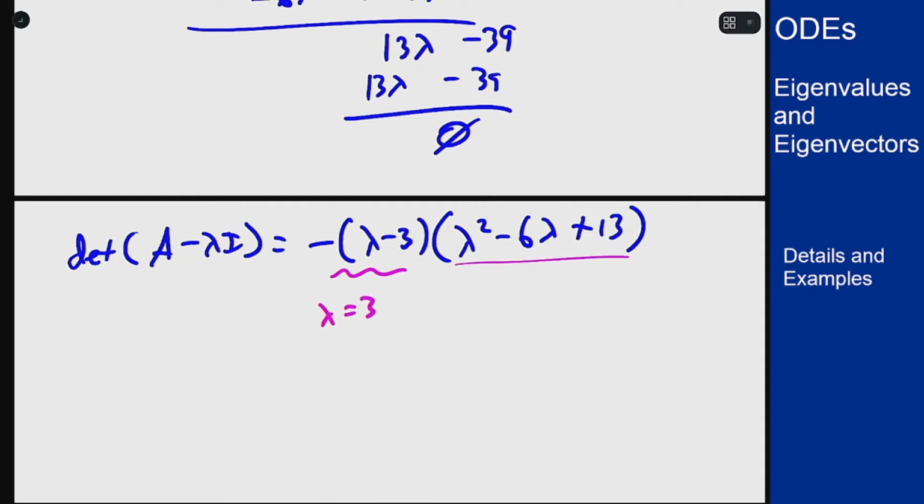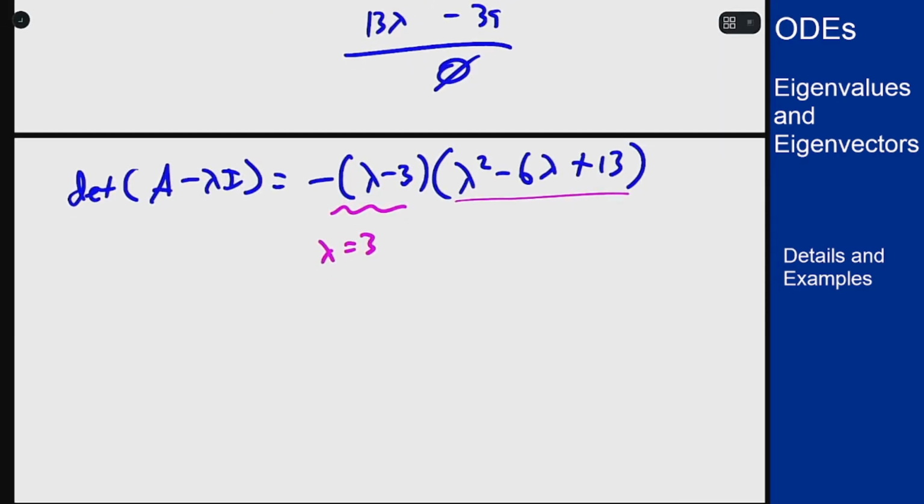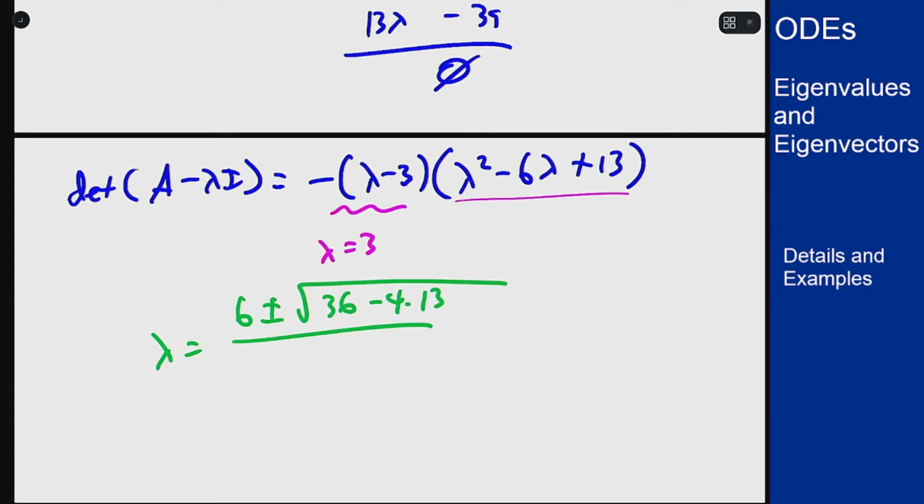So the quadratic formula is our next resort, which tells us that for the other two roots, lambda is 6 plus or minus the square root of 36 minus 4 times 13, over 2. 4 times 13 is 52. 36 minus that is negative 16. So 6 plus or minus root of negative 16, over 2, or 3 plus or minus 2i.